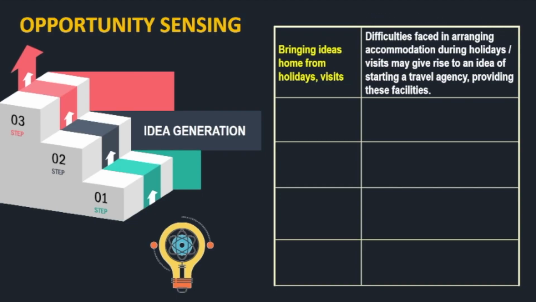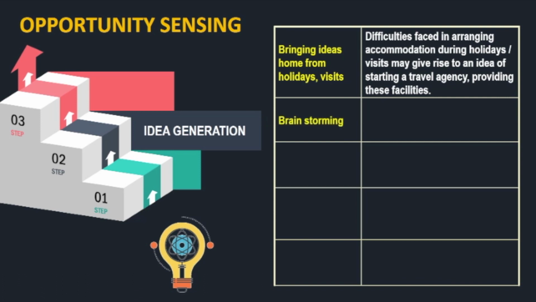So, difficulties faced in arranging accommodation during the holidays or visits may give rise to an idea of starting a travel agency or providing these facilities. In fact, that is how Oyo Rooms came about. Even Ola Cabs and Uber Cabs, the same thing, came from there only.